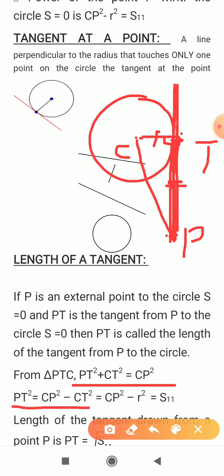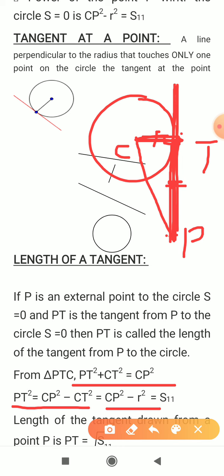So you know what is CT? The distance from center to the point of contact. Point of contact is always on the circle. So the distance from center to the point of contact is nothing but radius R. So we write the CP square as it is, and CT is the radius R. CP square minus R square.